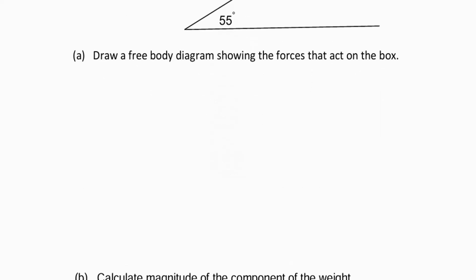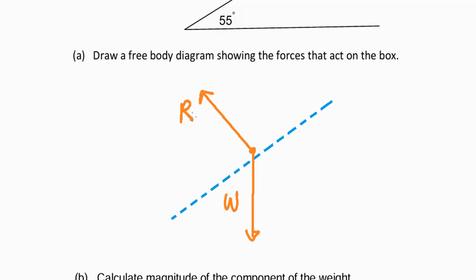So we can start by drawing the incline as a dotted line and the box as a particle. So the forces acting on this box will be the weight down, or the gravitational force, and this we can call W. Then we also have the normal reaction force of the surface on the box. So we can write R for normal reaction force.